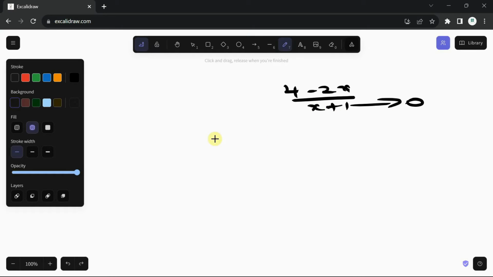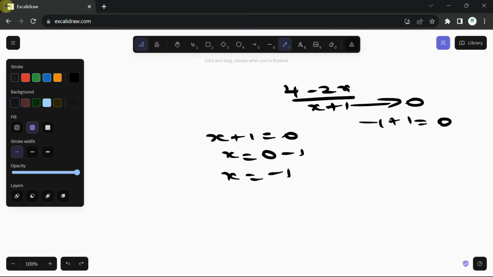So how can we make this bottom 0? So let's say x plus 1 is equal to 0. How can we make it 0? If I carry over this plus 1 to the other side, that would be x is equal to 0 minus 1. So that means x will be equal to minus 1. So if x is equal to minus 1, this bottom will be 0. Right? Let's see. So that will be minus 1 plus 1. Minus 1 plus 1 is what? Is 0. So that is the only time that this bottom will be 0. If x is equal to minus 1.